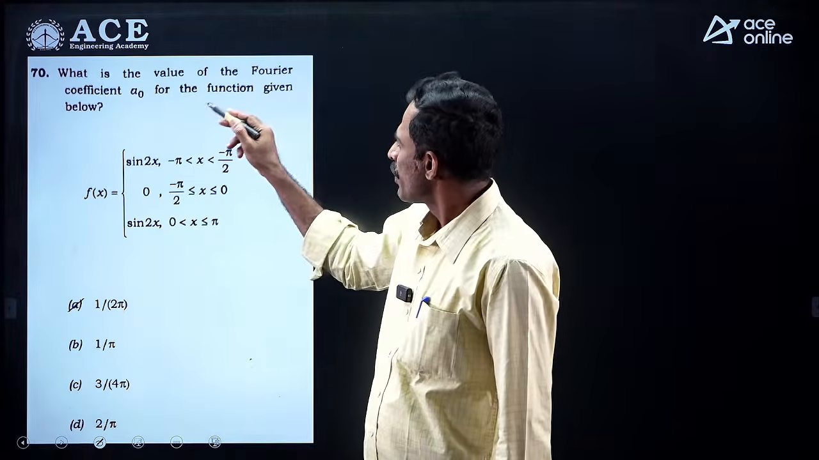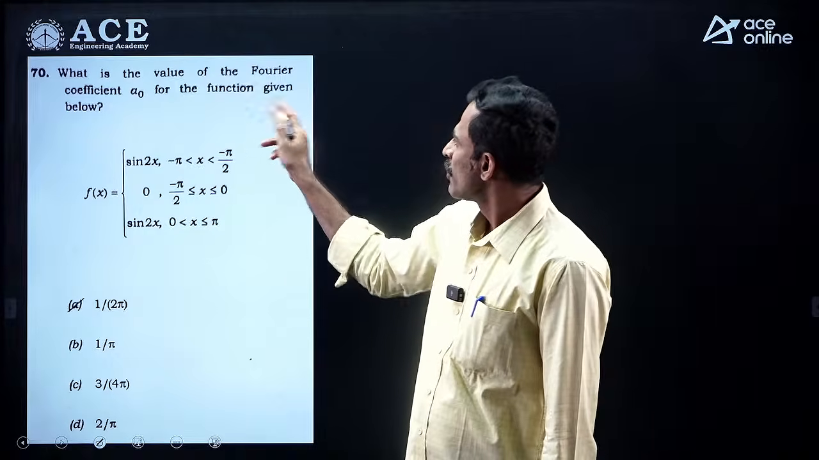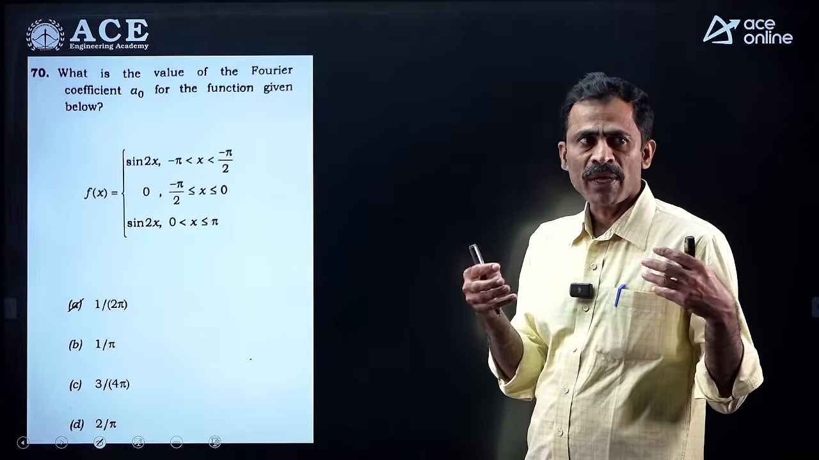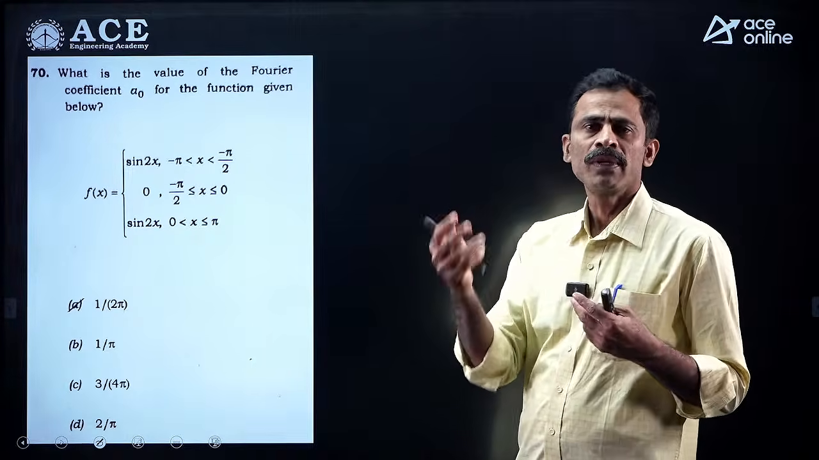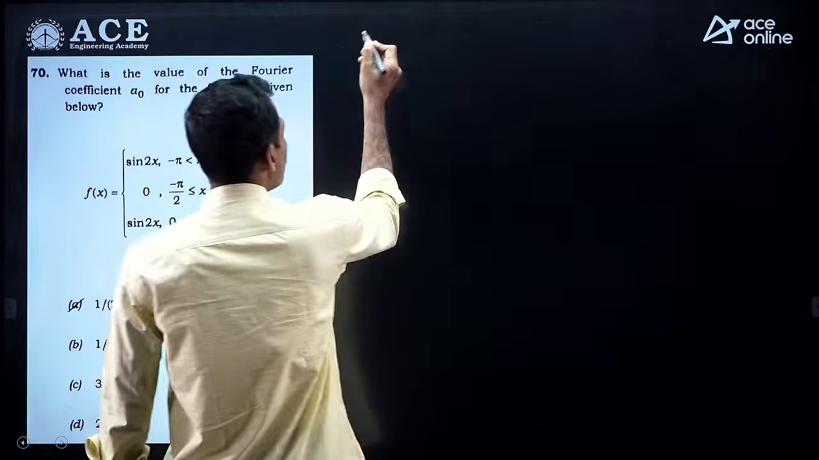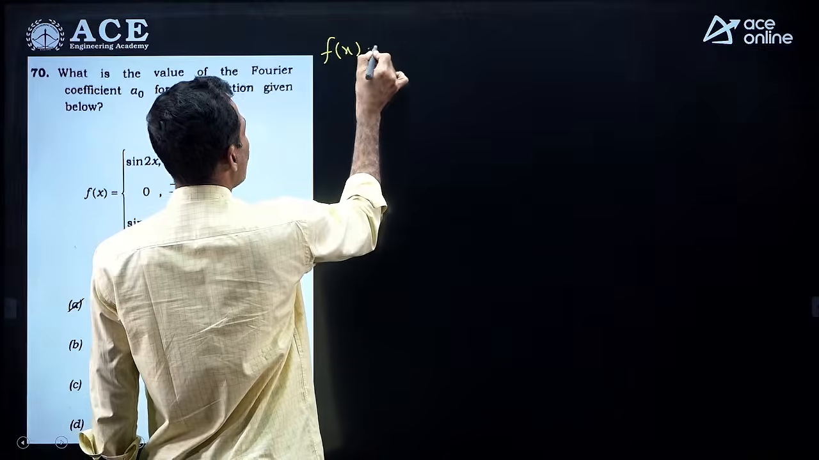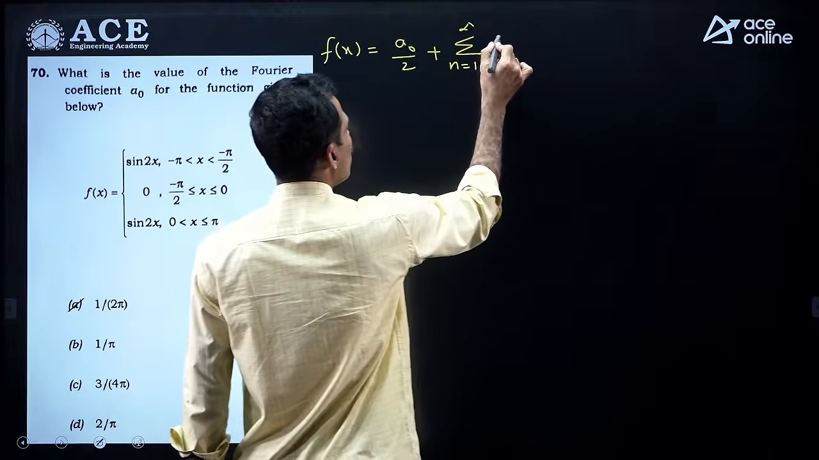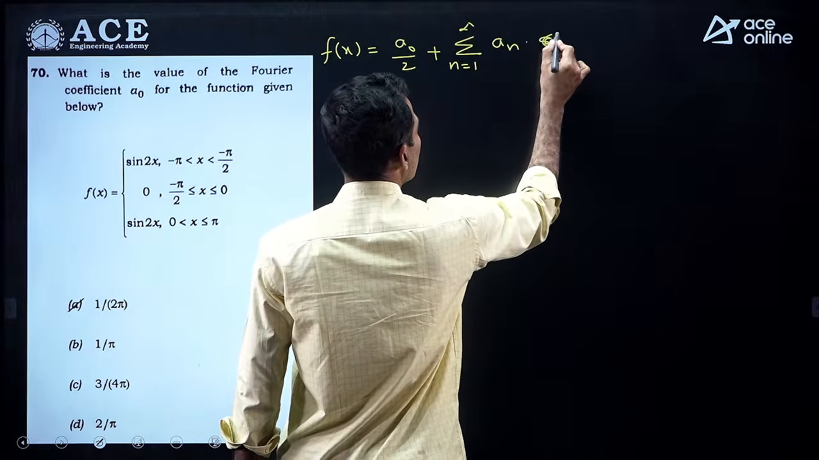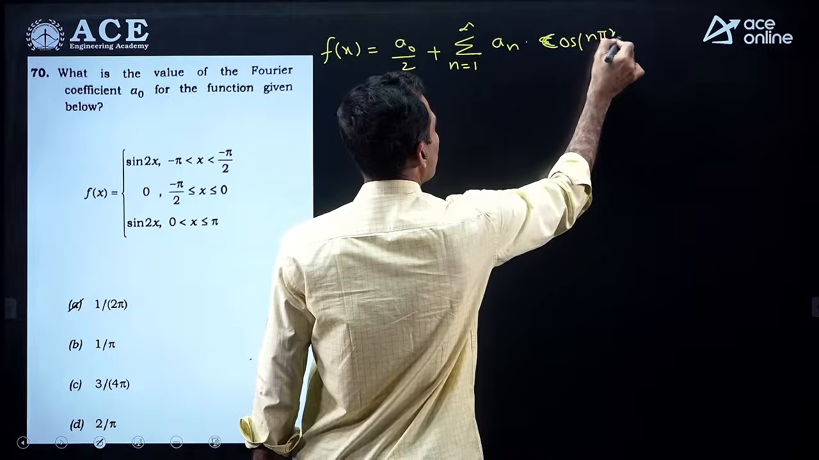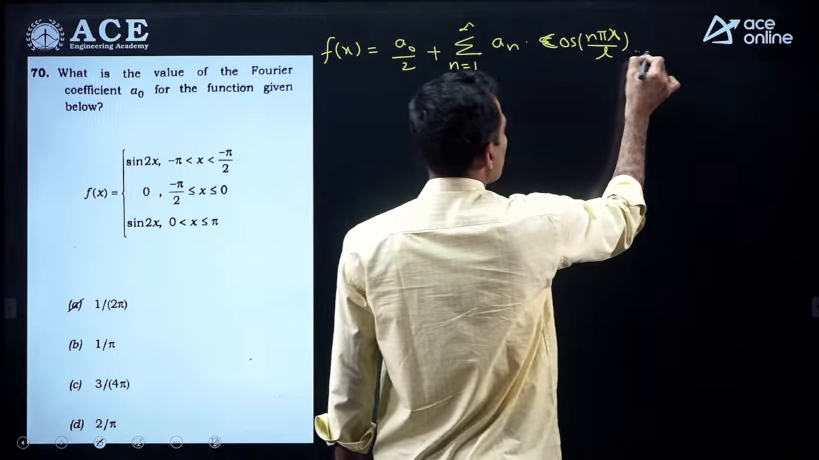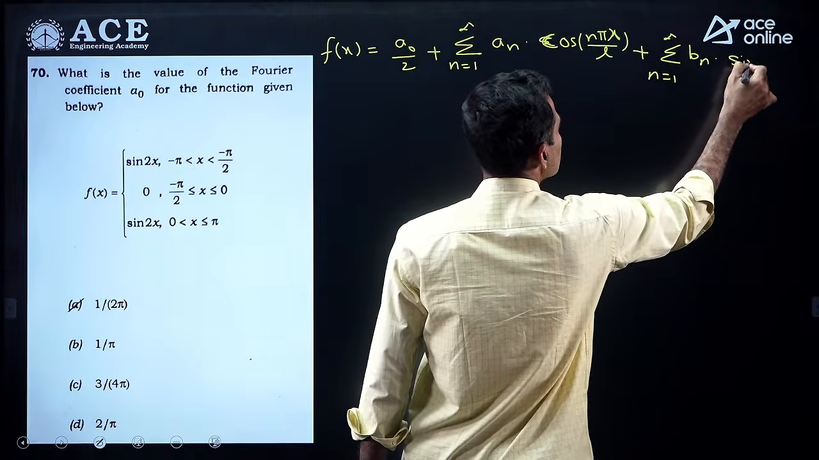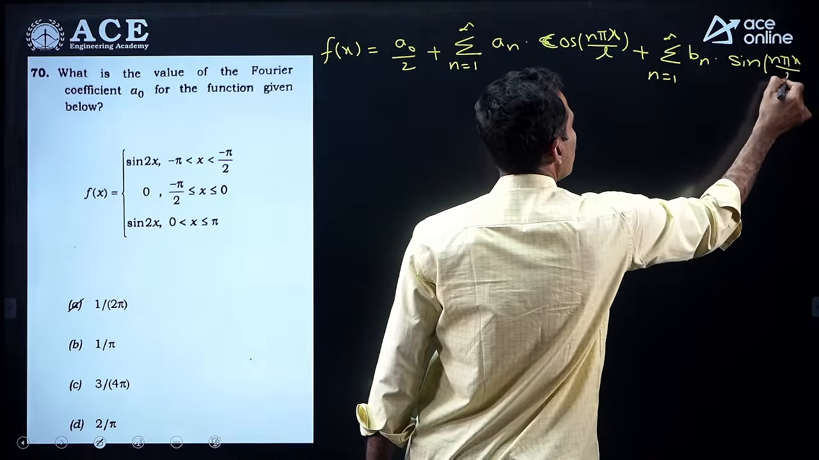What is the value of the Fourier coefficient a0 for the function given below? This is the first term in the Fourier series expansion formula, the constant term free from the variables. The general formula of the Fourier series is f(x) equal to a naught by 2 plus summation n equal to 1 to infinity a_n cos(n pi x by L) plus summation n equal to 1 to infinity b_n sin(n pi x by L).